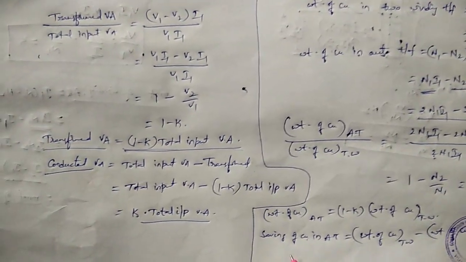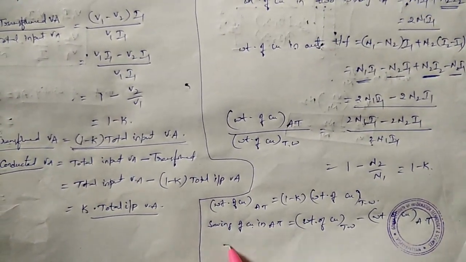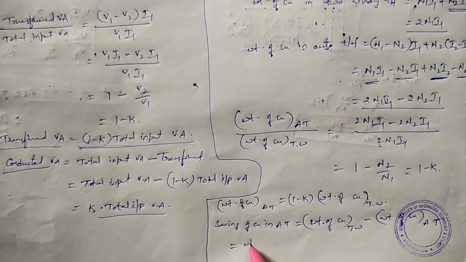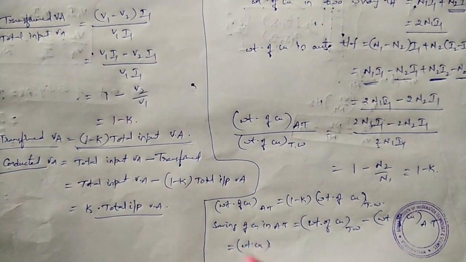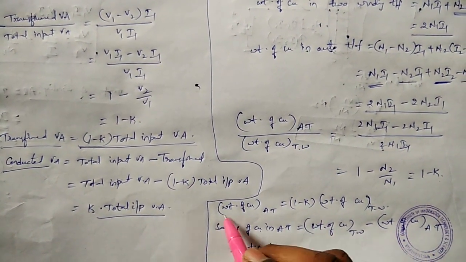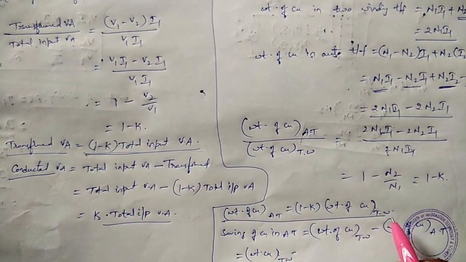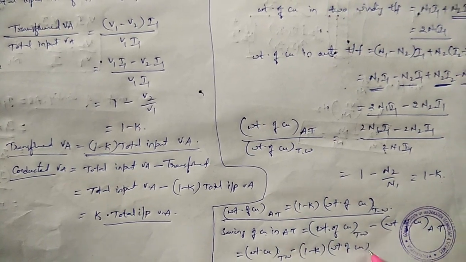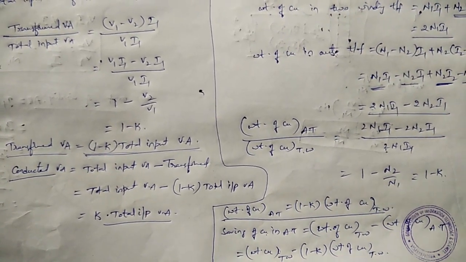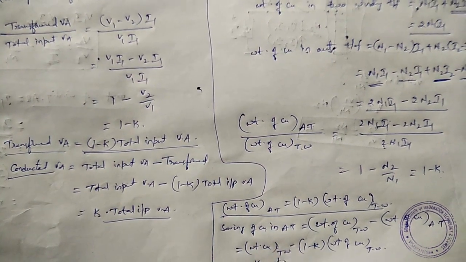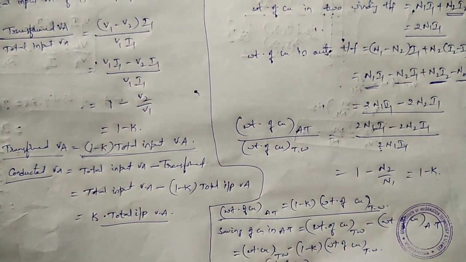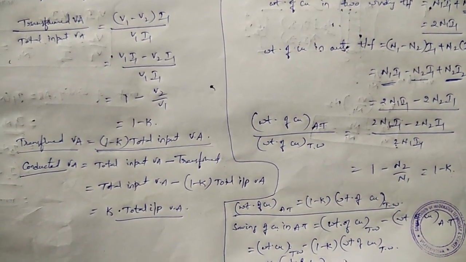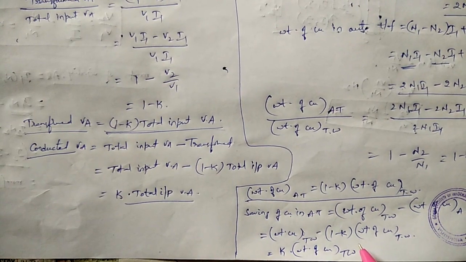So that is equal to the weight of copper in the two winding transformer minus the weight of copper in the auto transformer. The weight of copper in the auto transformer is this one, 1 minus k into the weight of copper in the two winding transformer. If you subtract this one, that is equal to k into the weight of copper in the two winding transformer. This is the saving of copper. Okay, saving of copper is equal to k into the weight of copper in the two winding transformer.